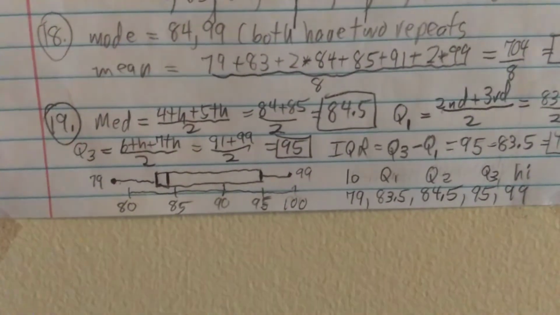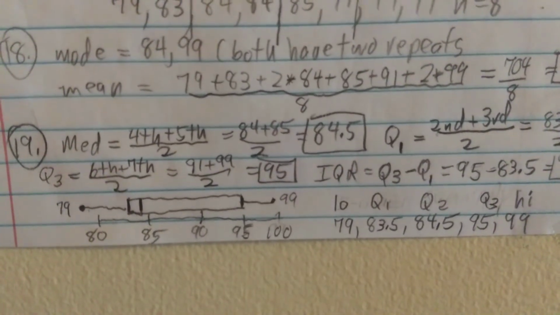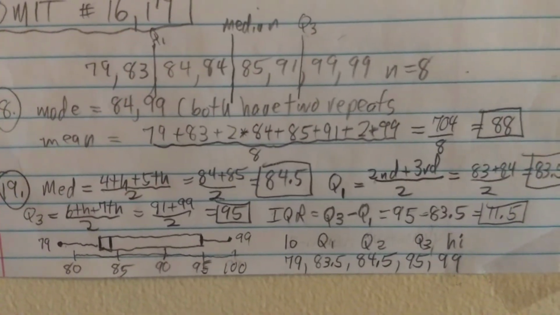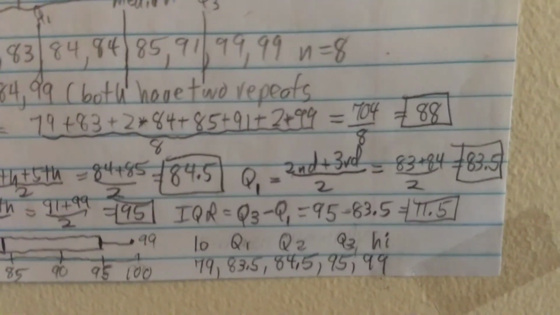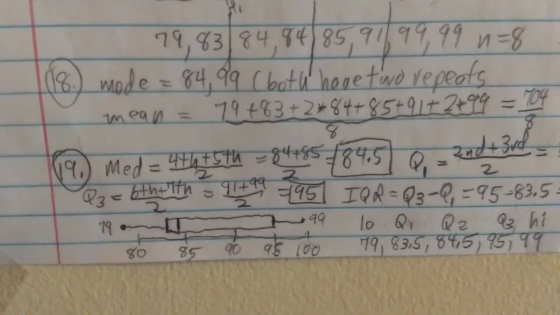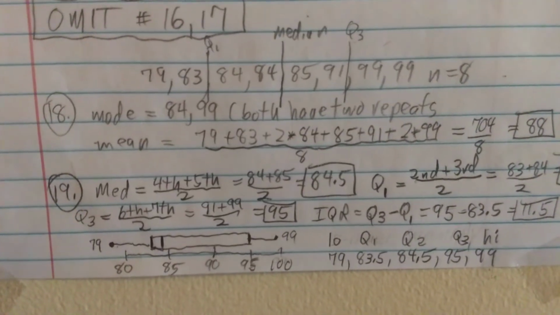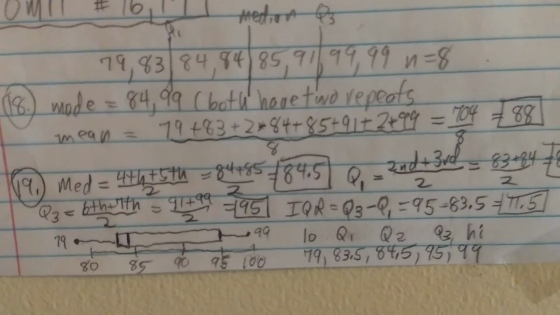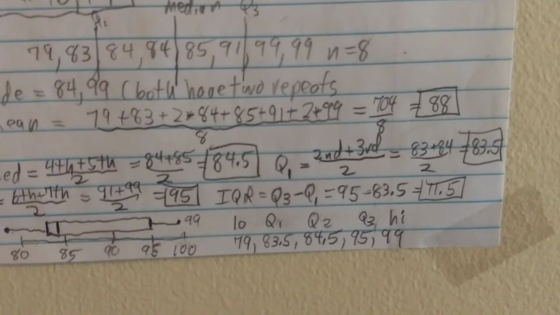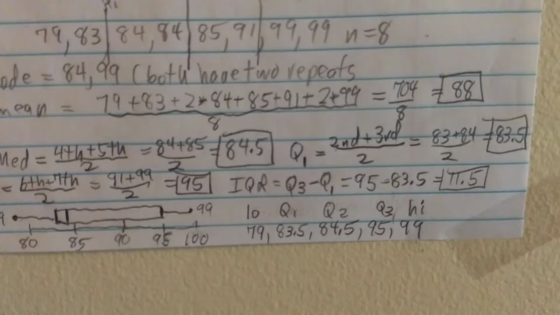Okay? Now on 19, I already indicated that the median is halfway between the 4th and the 5th, or 84 plus 85 over 2, which is 84.5. The Q1 is halfway in between the 2nd and the 3rd, or 83 plus 84 over 2, which is 83.5. The Q3 is the 6th and the 7th averaged, which is 91 plus 99 over 2, which is 95. The IQR is the Q3 95 minus the Q1 83.5, or 11.5.